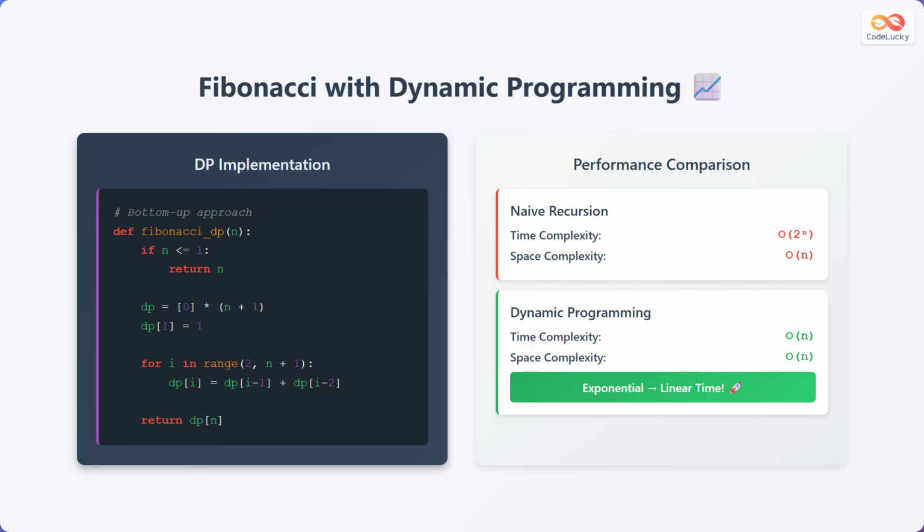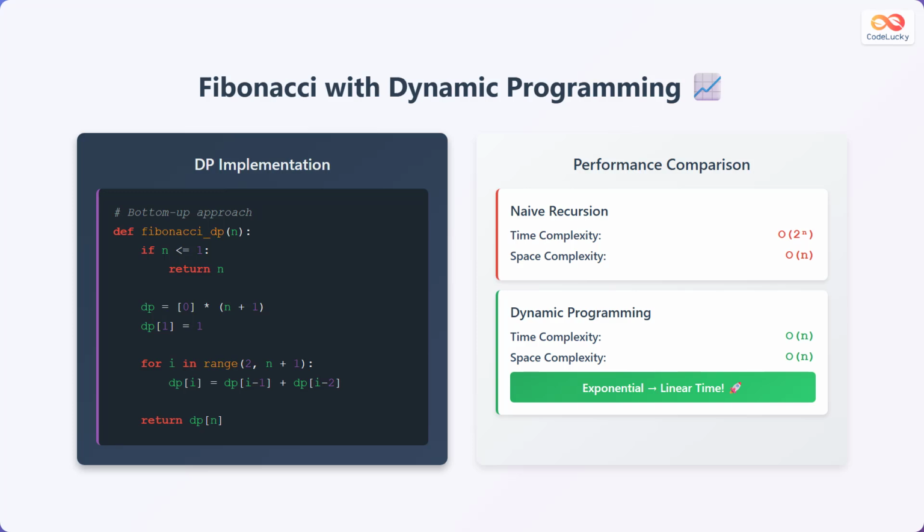The Fibonacci sequence perfectly illustrates the power of dynamic programming optimization. The naive recursive approach has exponential time complexity of O(2^n) because it recalculates the same values repeatedly. The dynamic programming solution transforms this into linear time O(n). The bottom-up implementation creates an array dp to store computed values.